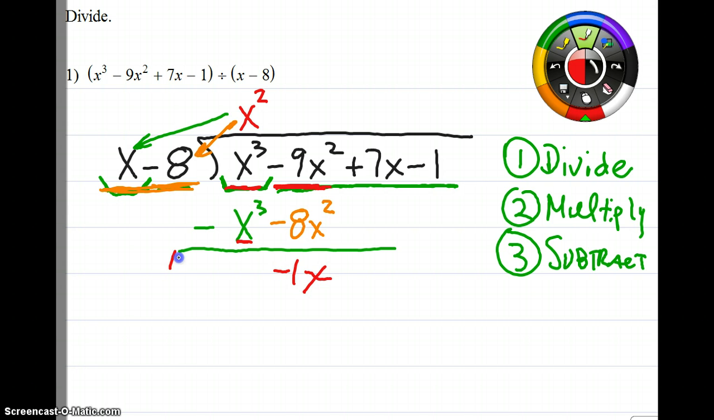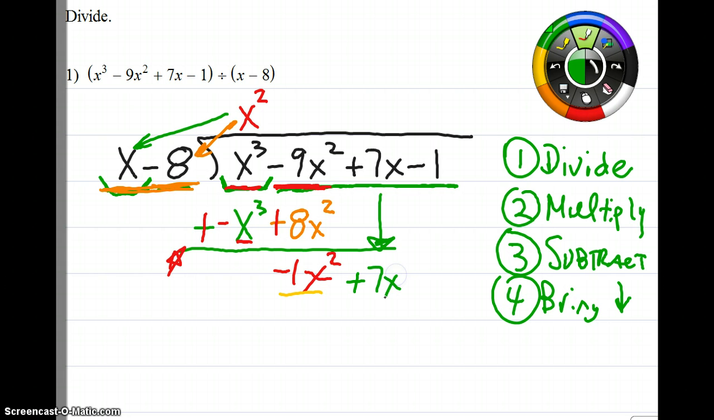And this is where some students have some problems. So instead of subtracting, I add the opposite, and then it's a little easier to see how I get a negative 1x squared here, because I'm subtracting like terms. The next step in our process, remember, is bring down. So we're still going to bring down. And what are we going to bring down? The next term. So this time we're going to bring down the 7x.